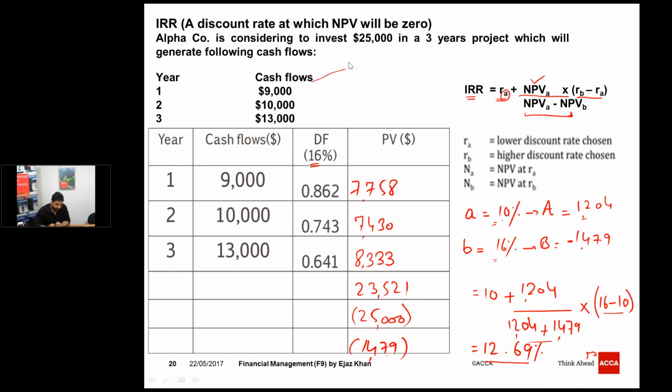No, Faiza, there is no defined range for selecting the rates. It's totally up to you. Take the rate that you want, but make sure that you get positive and negative NPV, and the difference is not that big.